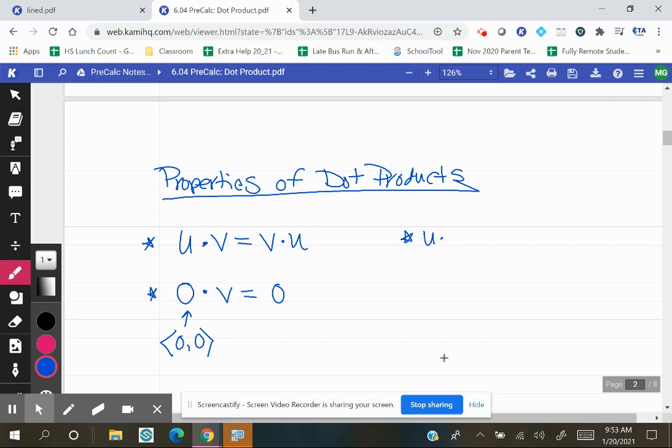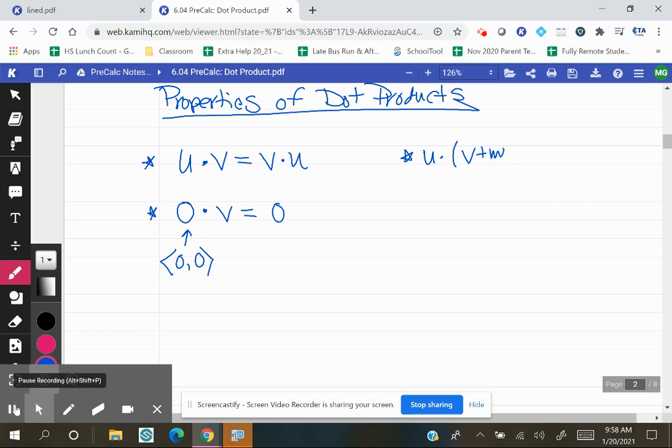If I took vector u and found the dot product of u and v plus w. If I find the dot product of a vector and the sum of two vectors, one of our properties is that we could take the dot product of u and v and add that to the dot product of u and w. So again, that would give you a scalar plus a scalar, so you'd end up with a scalar quantity again there.